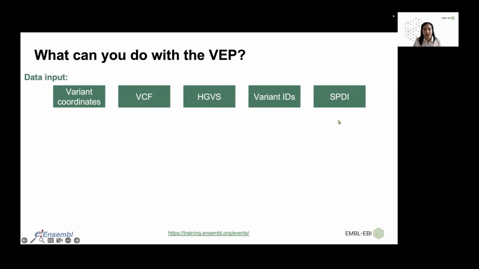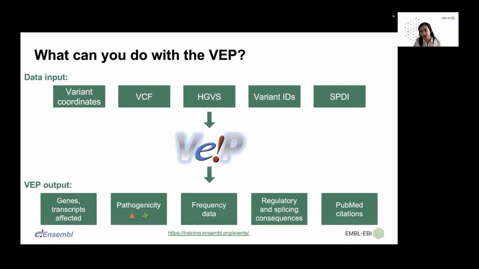Once you enter your data into VEP, it is processed by the tool, and what it does is search Ensembl and any other external databases to give you information like the effect of the variant, any pathogenicity scores if it's a pathogenic variant, allele frequency data if there is any available, and also any publications.